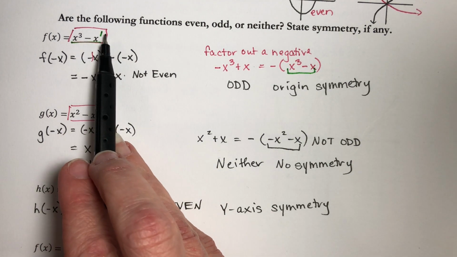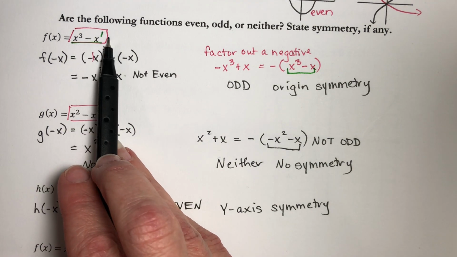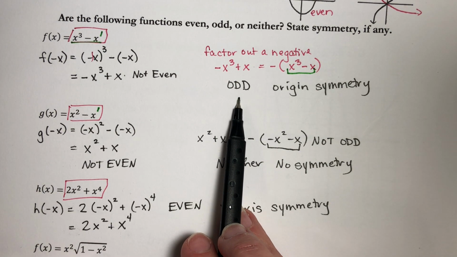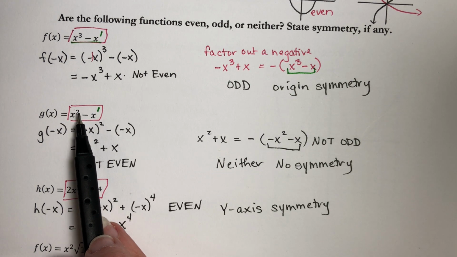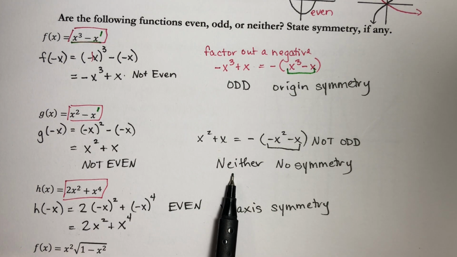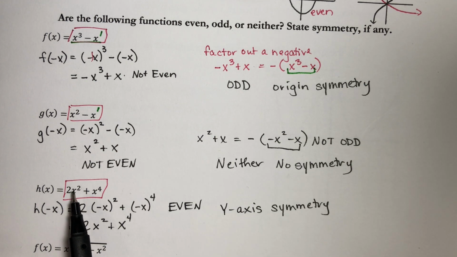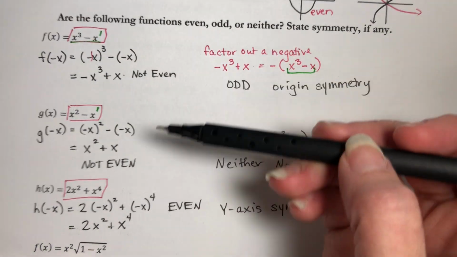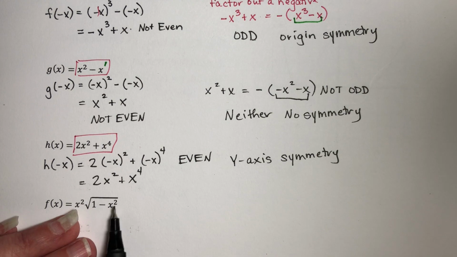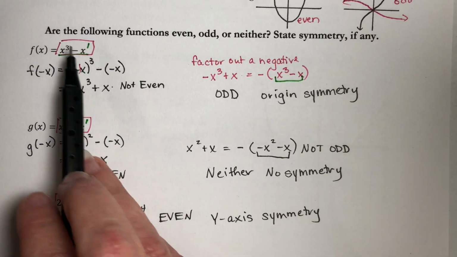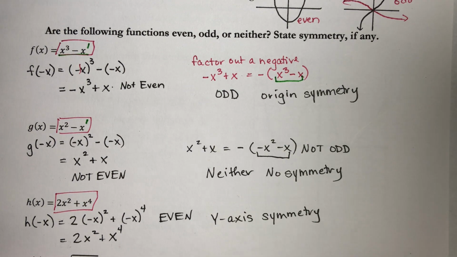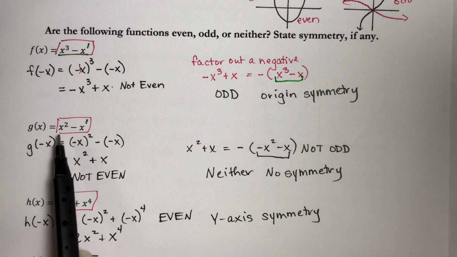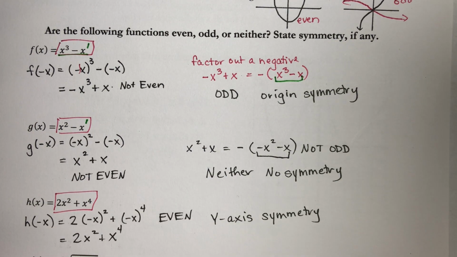Notice here, I have 3 and 1. 3 and 1 are both odd numbers, and I have odd symmetry. Here I have a mixture of even and odd, and I don't have either. Here my exponents are both even, so I have an even function. With a polynomial, and I told you this trick doesn't work in all cases, and it's not safe to use here either, but if all of your exponents are odd, you have odd symmetry. If all of your exponents are even, you have even symmetry. If you have a mixture of exponents, even and odd, it's going to be neither.